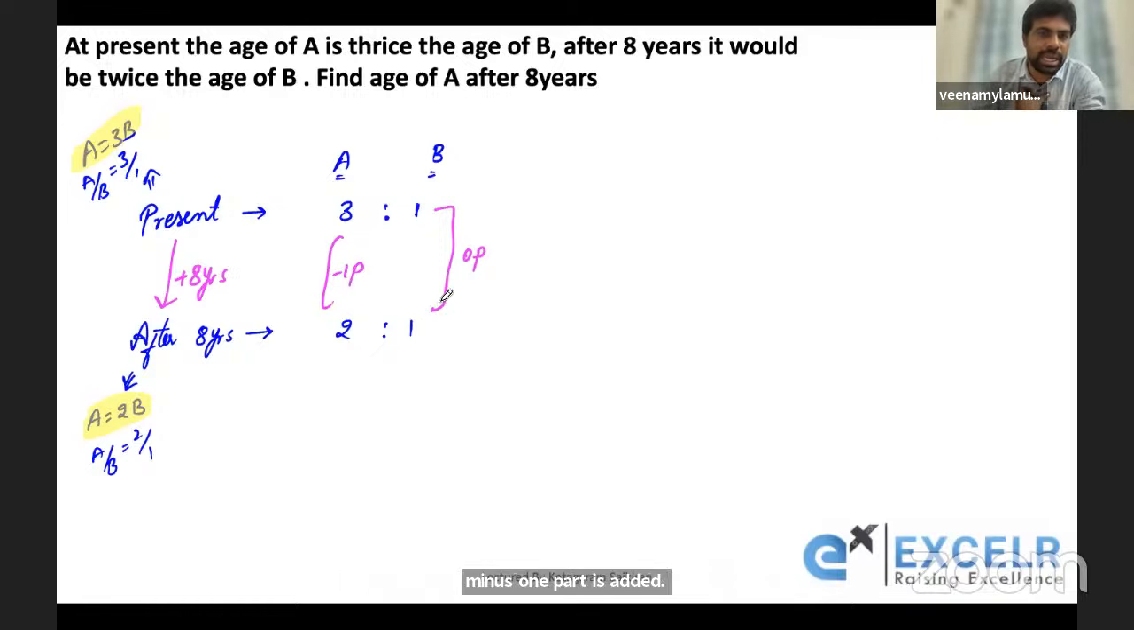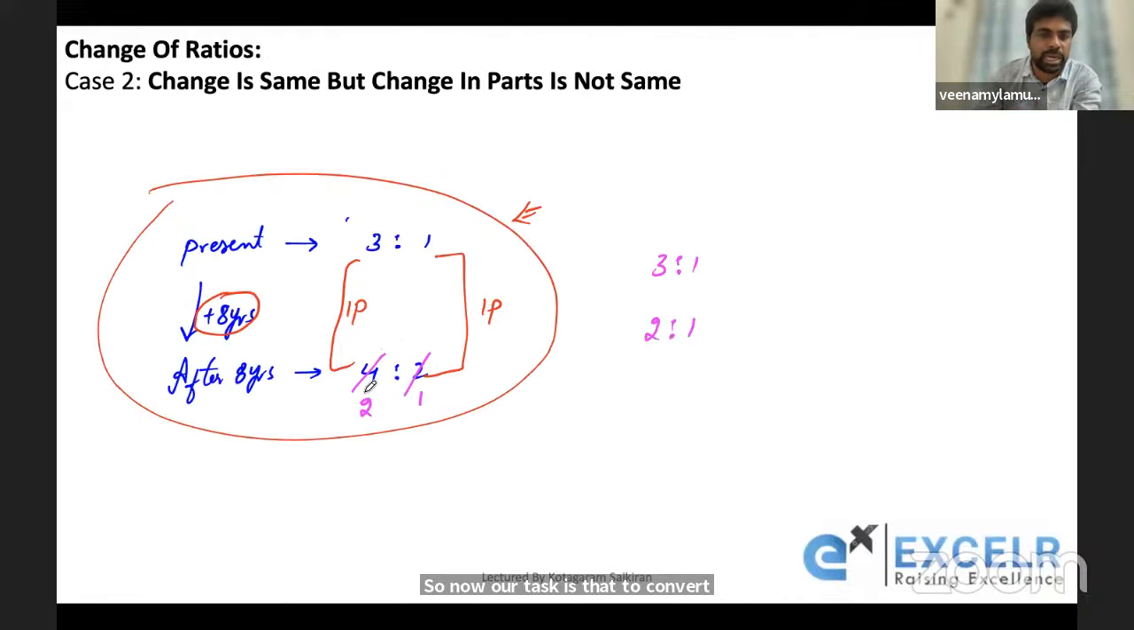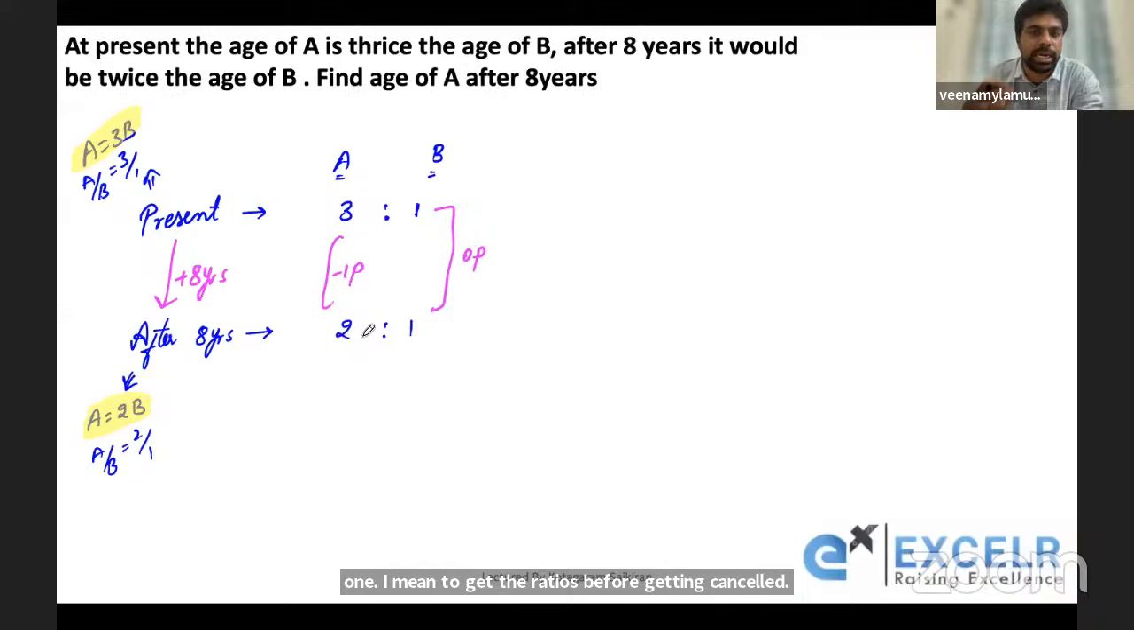So now our task is to convert this case 2 to case 1. I mean, to get the ratios before they got cancelled. So how do we identify whether the question is under case 1 or case 2? In case 1, if the same number is added or subtracted, the change will be the same. In case 2, even after adding the same number, the change will not be the same. It means that it will not follow case 1.